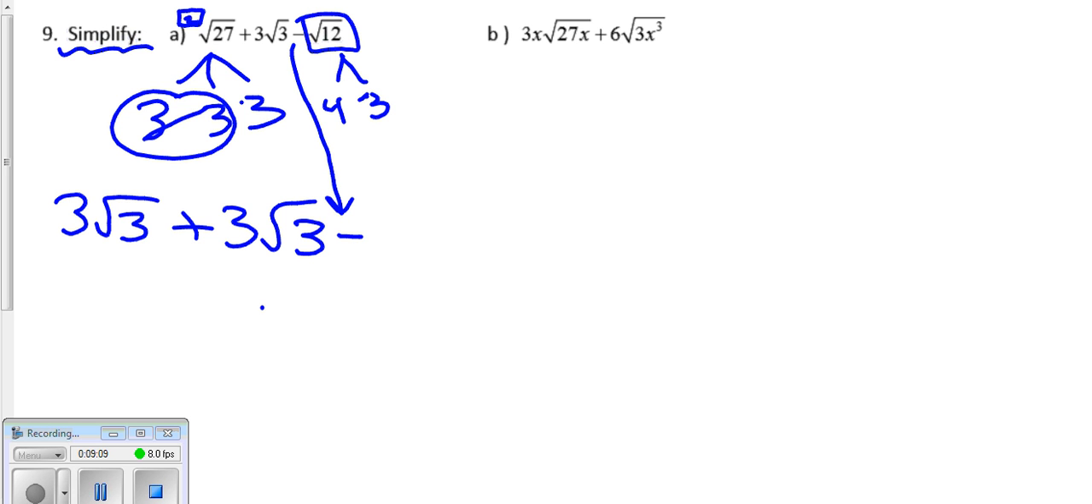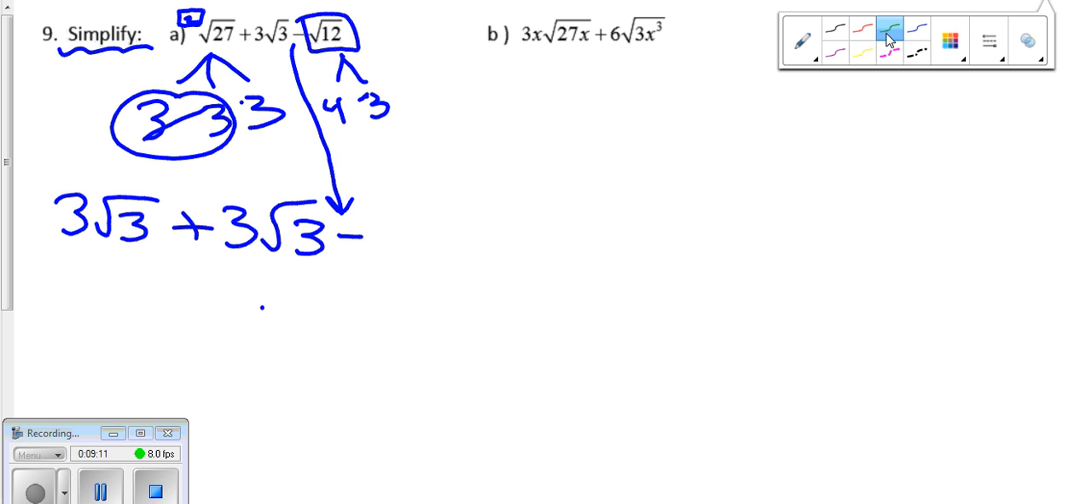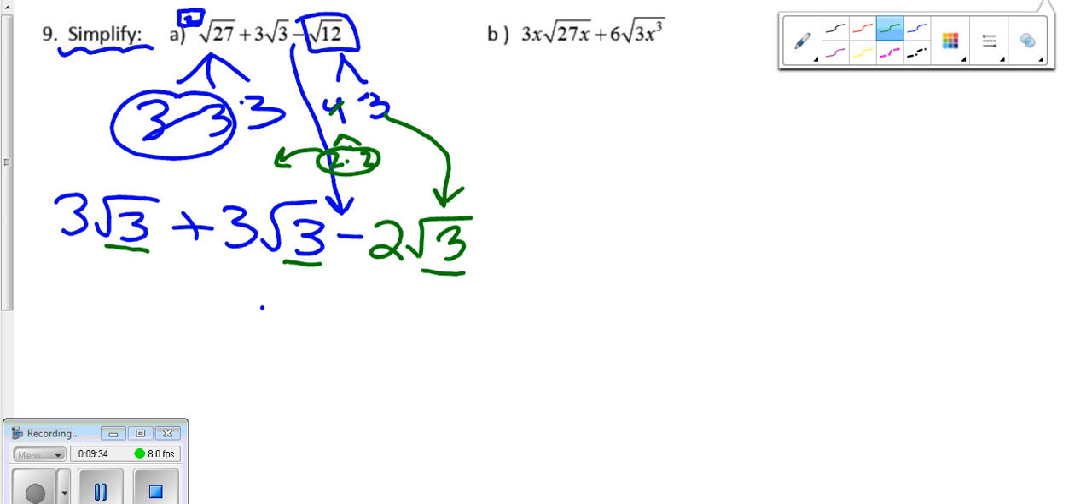Okay, so I'm going to change colors so you can follow what I'm doing. So 4 is a perfect square, 2 times 2. Okay, we break out of jail, only one makes it out. So we have 2, and underneath we're left with 3. Okay, so now we have like radicals. So all we need to do is perform the operation.